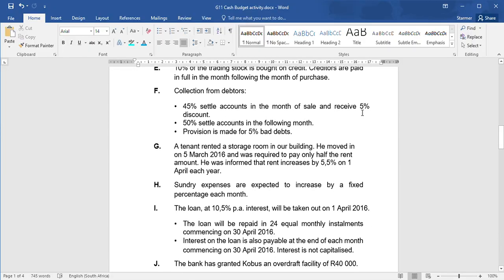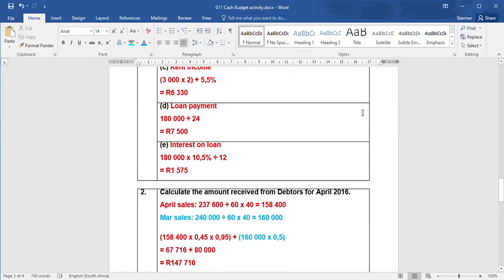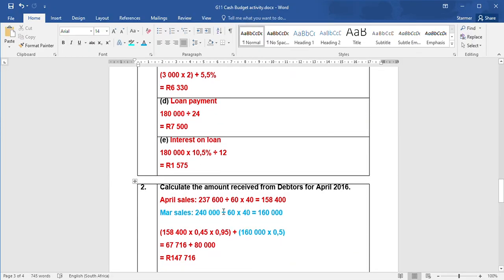So to get my credit sales, I'm going to take that 237,600 divided by what I've been given, which is 60%, and times by what I want, which is 40. And that gives me April sales. Of that April sales, 45% are going to pay you back, and you're going to give them 5% discount, so you're going to times by 95%.